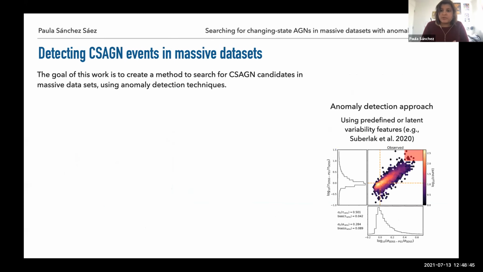However, we want to test a different approach, because recently there was a paper by Supermassive and collaborators proposing that when we see changing-state events in the variability feature space of damped random walk parameters, they tend to look like anomalous sources. So they can be classified as outliers. So from this, we considered that maybe we can use anomaly detection to search for these kinds of sources. And this is the work that I will present today.